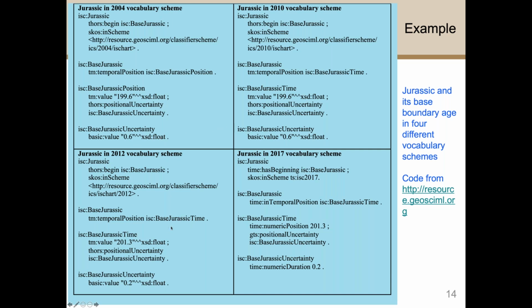Okay. But then you can see the ontology usage changes. You can also see the base boundary value change. In 2004, you can see the base boundary is 199.6, and then in 2010 it's still the same value, right? And also the uncertainty is the same. And then when you look at version 2012, you can see the base boundary value changed to 201.3, and the uncertainty is 0.2, and this remains the same in the 2017 version.